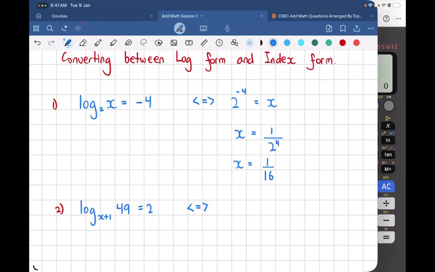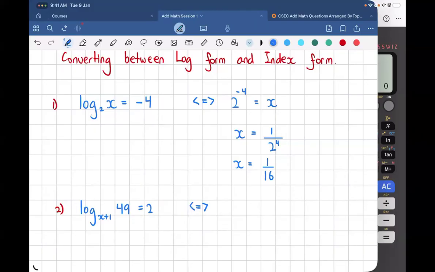Shayna, on a scale of 1 to 10, how confused are you, if at all? So I want to check something before I answer that question. I want to check my answer. Okay. Shay, what about you? On a scale of 1 to 10, how confused are you? I'm not that confused, but just the x plus 1 is kind of throwing me off a little bit.